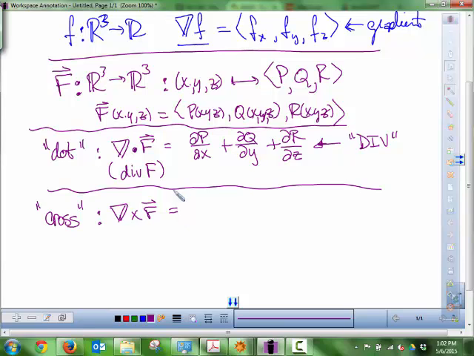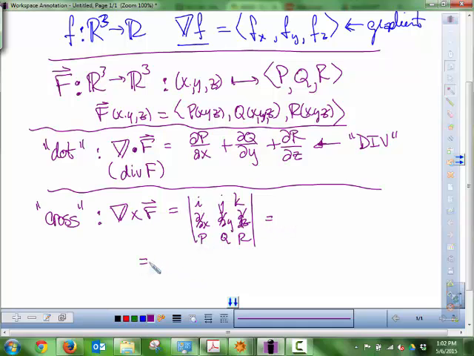But a cross product is going to result in a vector. So we need to come up with a vector here. And I suppose we should formally cross it. So I, J, K, and then the partial with respect to x, the partial with respect to y, the partial with respect to z, and then the P, the Q, and the R.